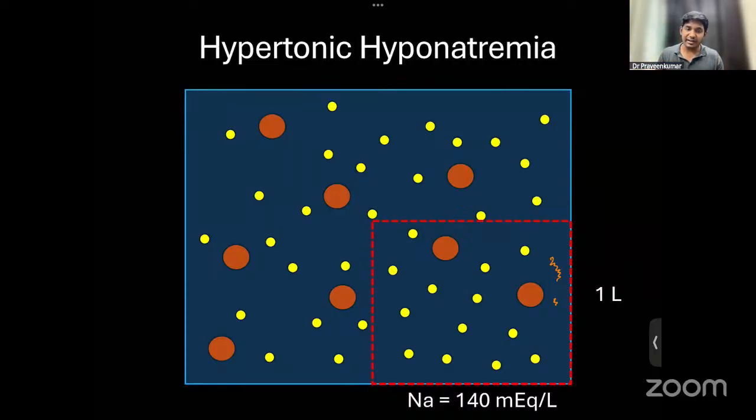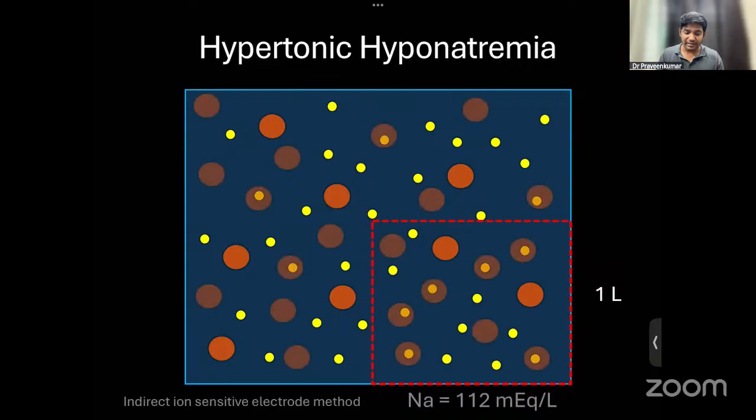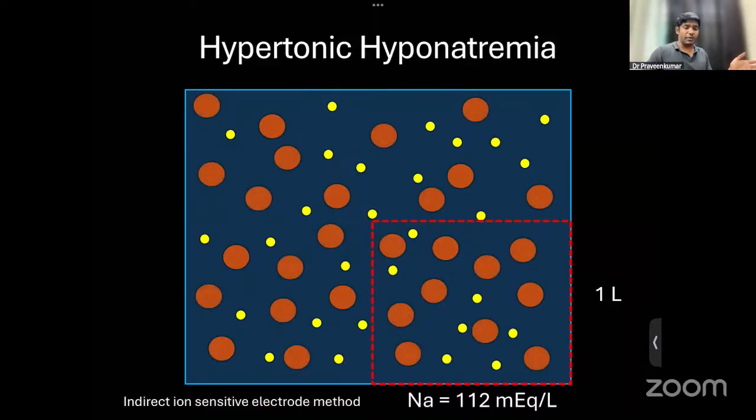Now consider a situation where there is excess protein. Where will you get excess protein? Give me one example where you will get high protein levels in the body. Can you tell one example? Yeah, paraproteinemia such as multiple myeloma, exactly. So this is multiple myeloma. The patient is having a high level of proteins.